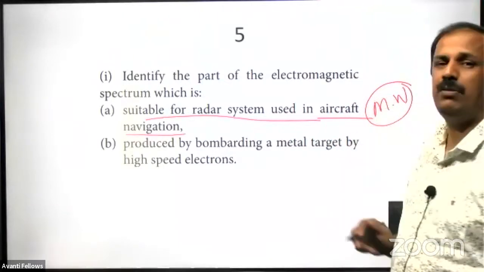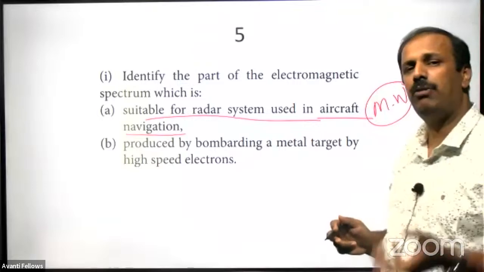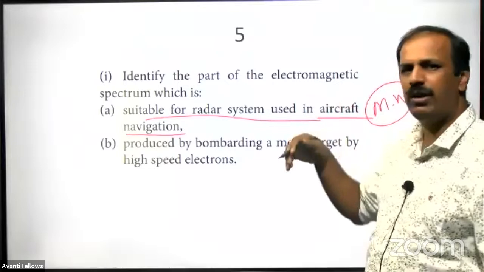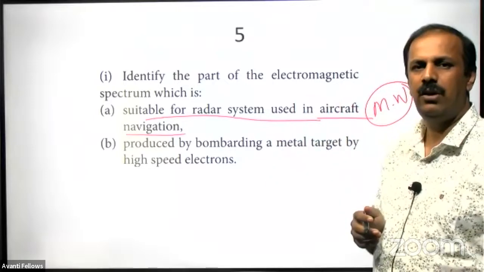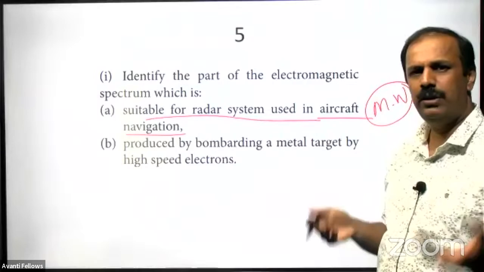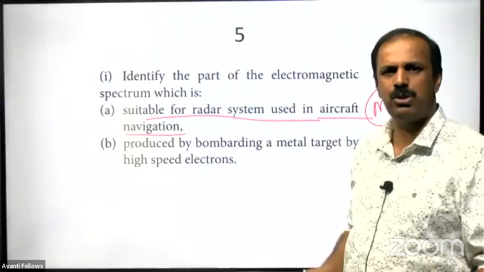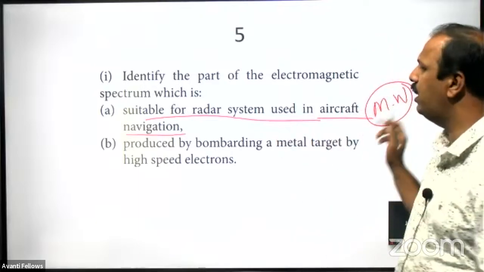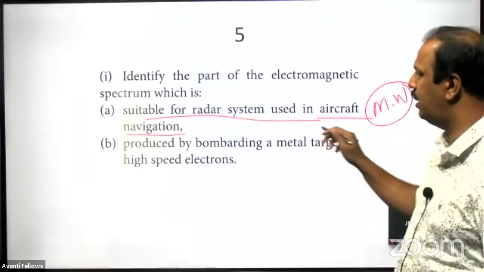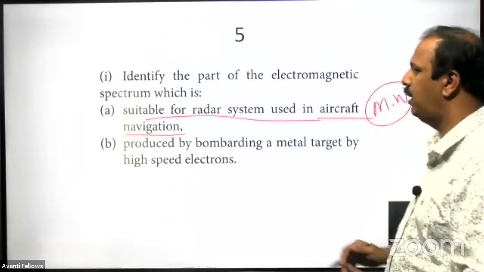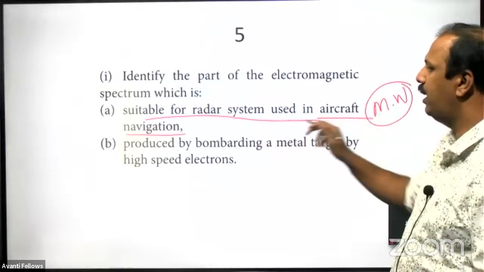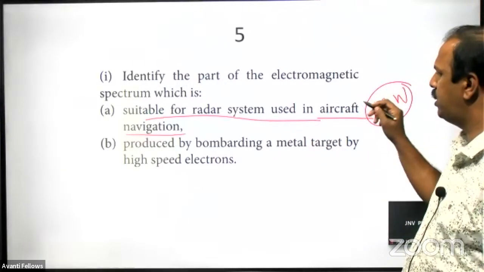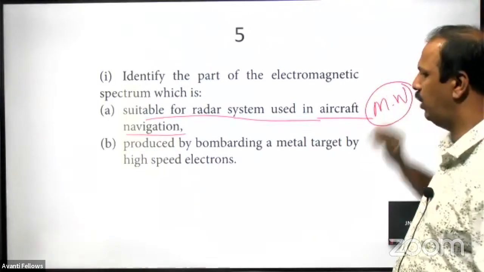What are the special things for this one? When you study diffraction, you will understand that the bending also depends on this. When the wavelength reduces, the bending will be less. The radio waves will bend and come inside this room, so the radio will work here, but the microwave will not bend. That's why for radar we are using microwave. That is not asked here, but anyway the topic came. Suitable for radar system used in aircraft navigation; in aircraft, ship, everywhere it's the same thing.